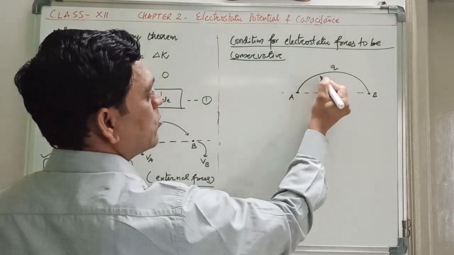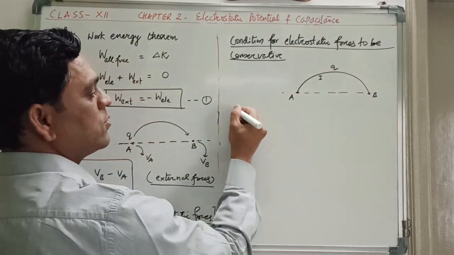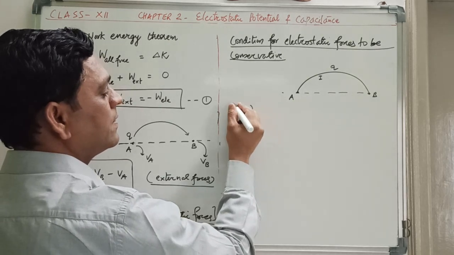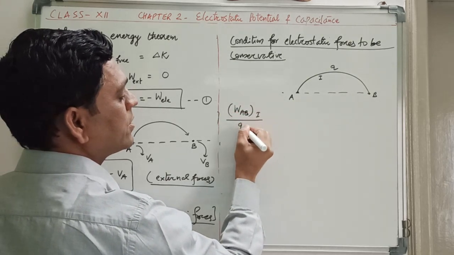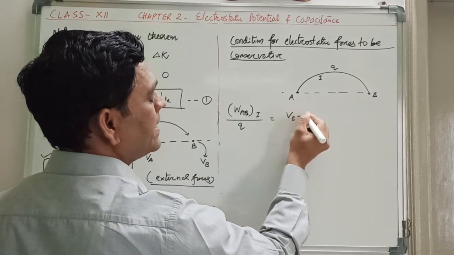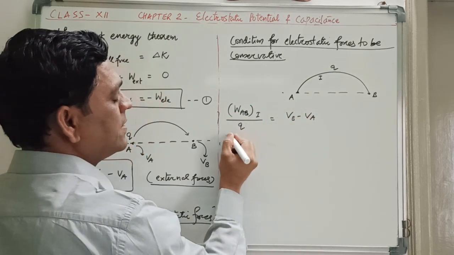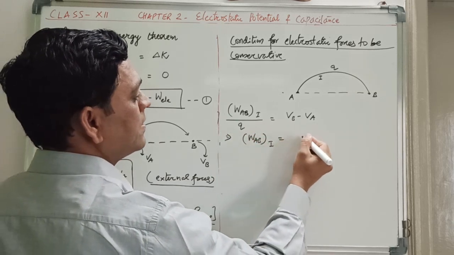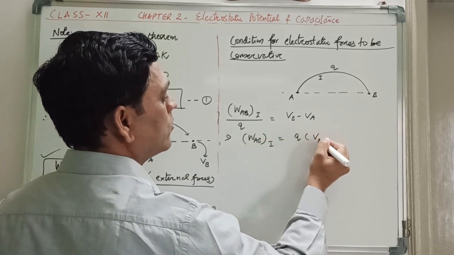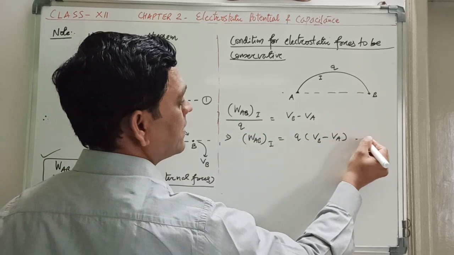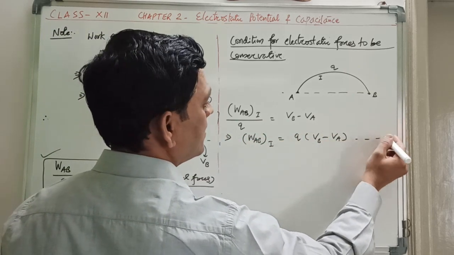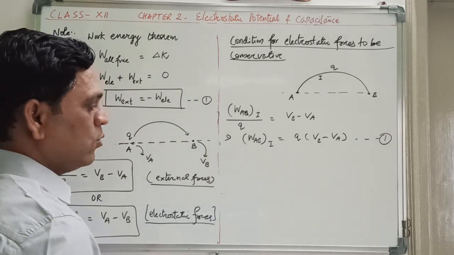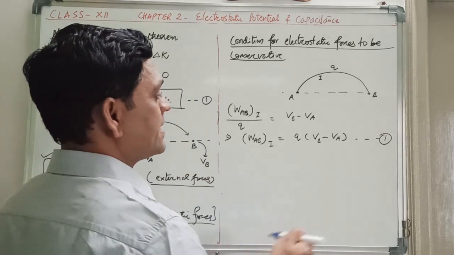Then let me put this by path first here. So what is WAB in the path first, tell me? WAB first upon Q will be equal to VB minus VA, isn't it? So this may be written as work done is equal to Q into VB minus VA. This becomes your equation number 1. All done?